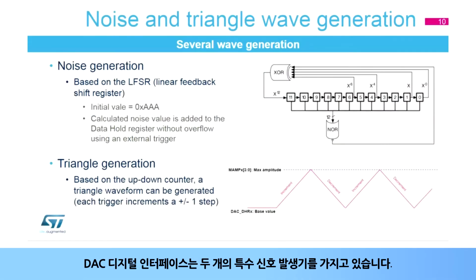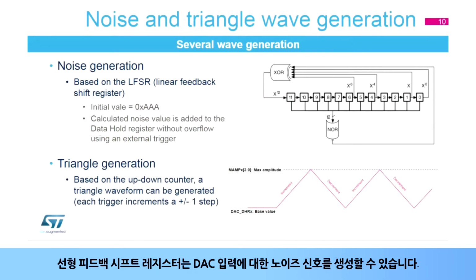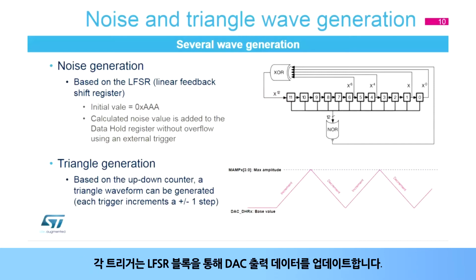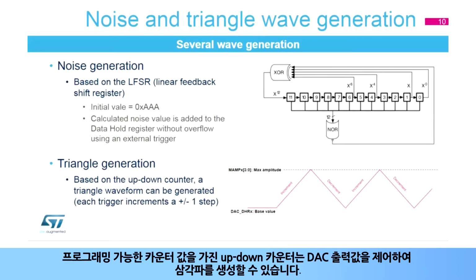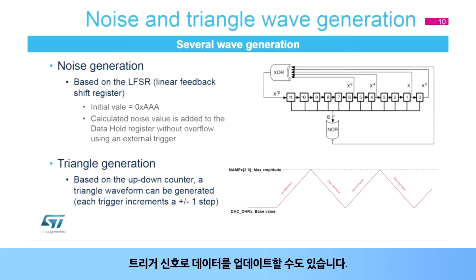The DAC digital interface integrates two special signal generators. The linear feedback shift register can create the noise signal for the DAC input. Each trigger updates the DAC output data by an LFSR block. The up-down counter with a programmable count value can create triangle wave data which can update the DAC output data. The data can also be updated by a trigger signal.